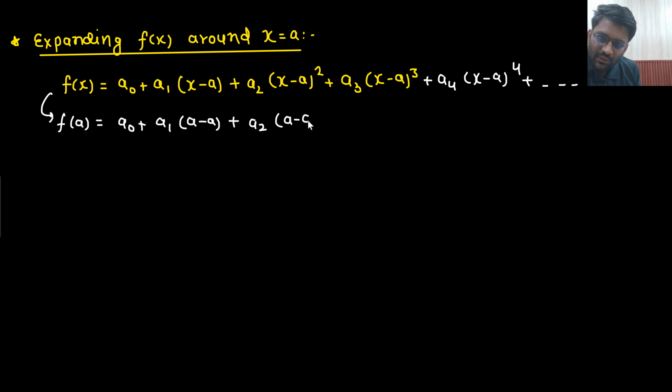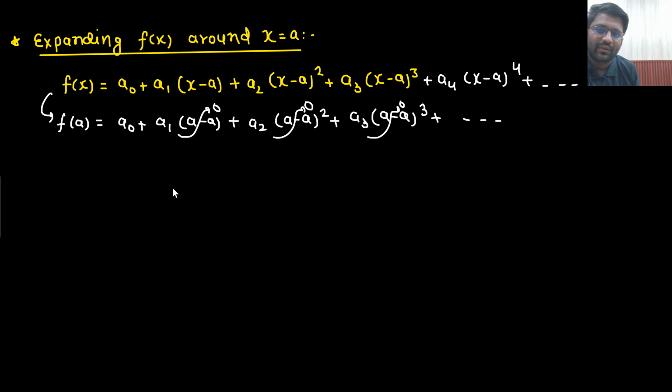A2 (a minus a) square, A3 (a minus a) cube, and so on. So this will be 0, this will also be 0, this will also be 0. So everything will be 0, 0, 0 only. So A0 is coming out to be f(a). Very simple thing, very straightforward. Till this point you should have this much idea at least.